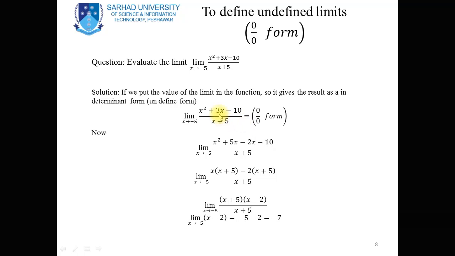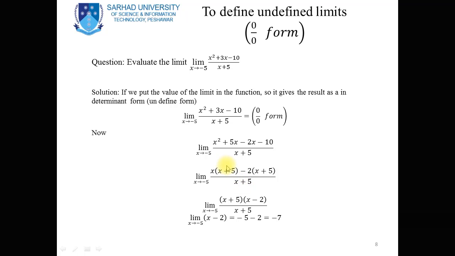Now we can write this plus 3x as 5x minus 2x. So x square plus 5x minus 2x minus 10 divided by x plus 5. Now taking common from these two terms, x square plus 5x, x is common: x into (x plus 5), and taking common minus 2 from the other two terms: minus 2 into (x plus 5), divided by x plus 5.